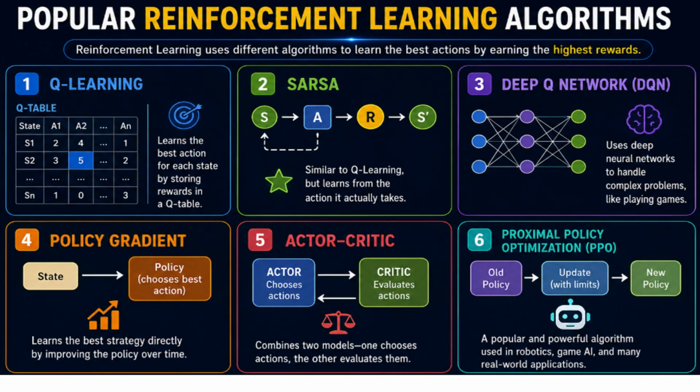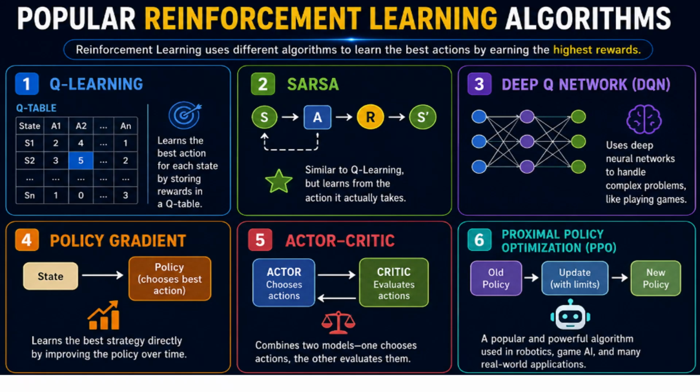There are several algorithms used in reinforcement learning, and each one learns in a slightly different way. Q-learning learns the best action for each situation by storing rewards in a Q-table. SARSA is similar to Q-learning, but it learns from the action the agent actually takes. Deep Q network, or DQN, combines Q-learning with deep neural networks to solve more complex problems such as playing games. Policy gradient learns the best strategy directly instead of storing action values.